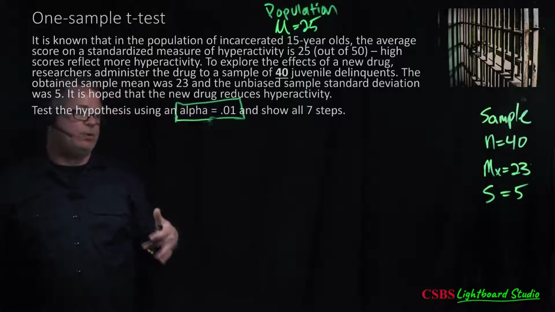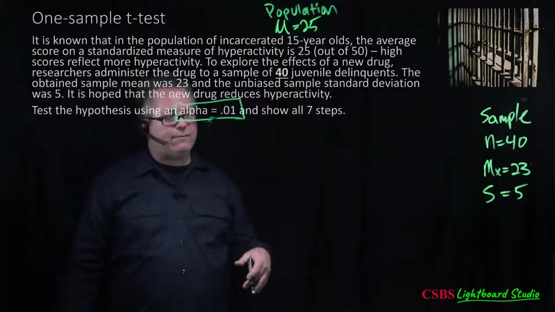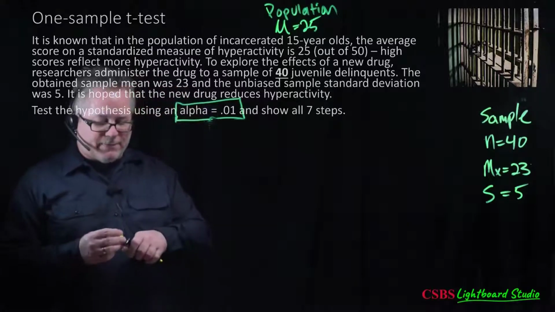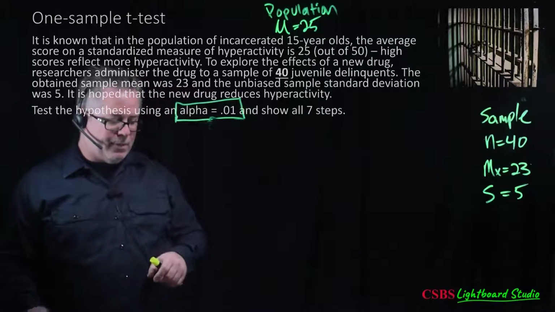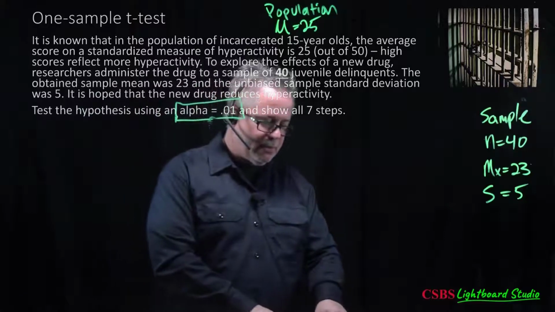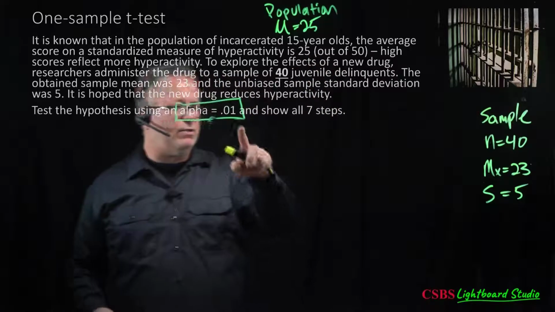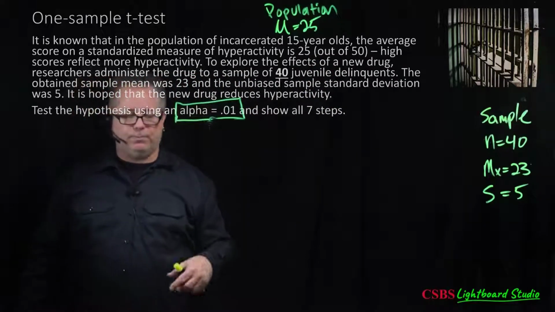All right, so we're given a 0.01 alpha level instead of a 0.05. Let's talk about how that affects the test in just a second. We know the sample information, we know the population, and we know we need to switch up our alpha. So let's go through and figure out what this looks like.